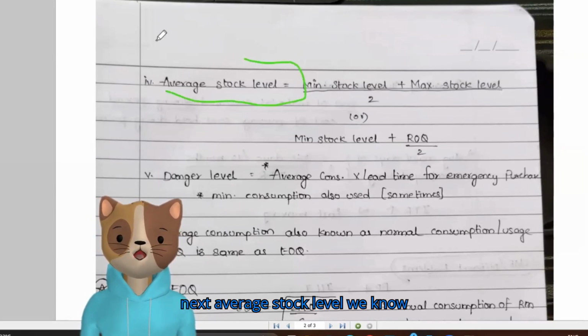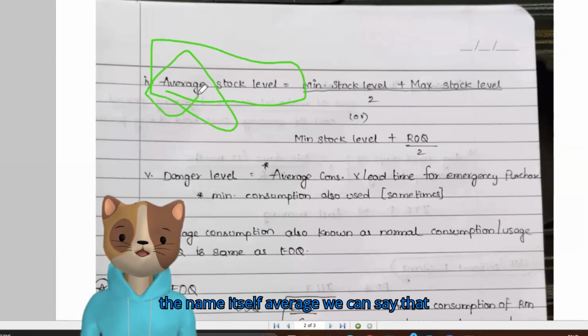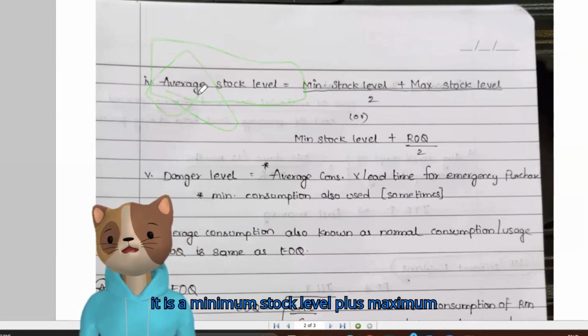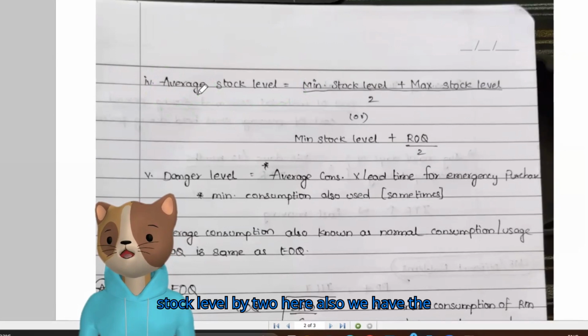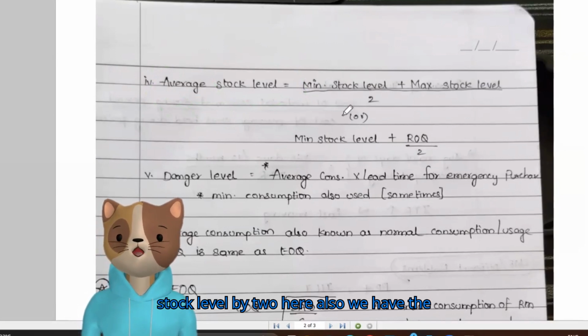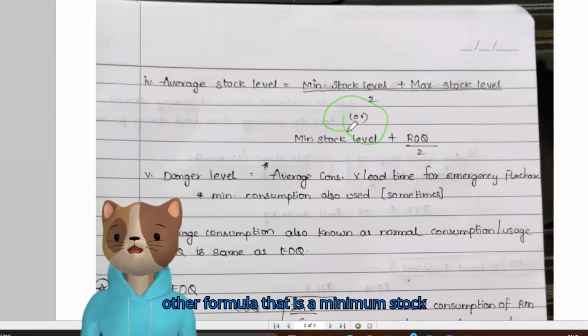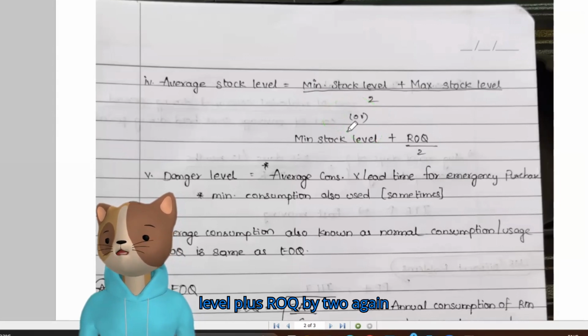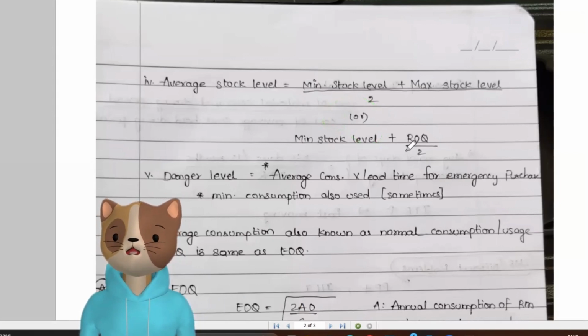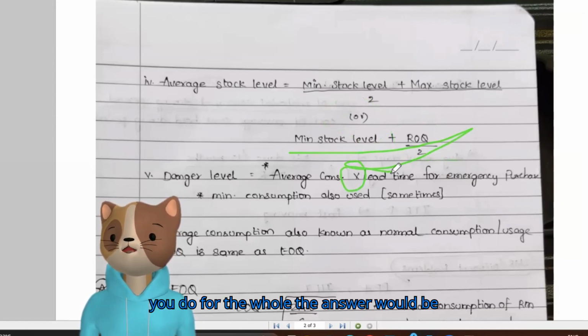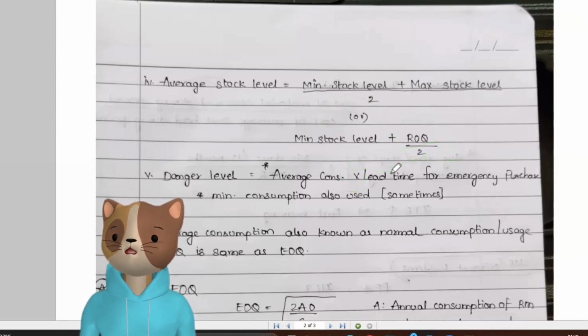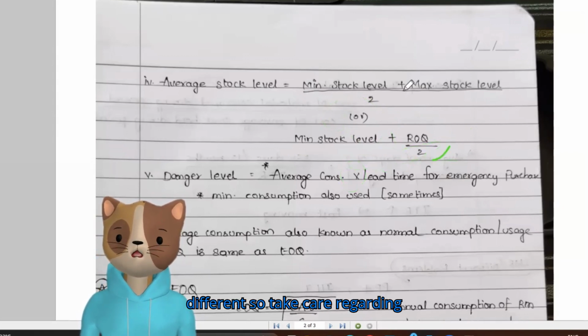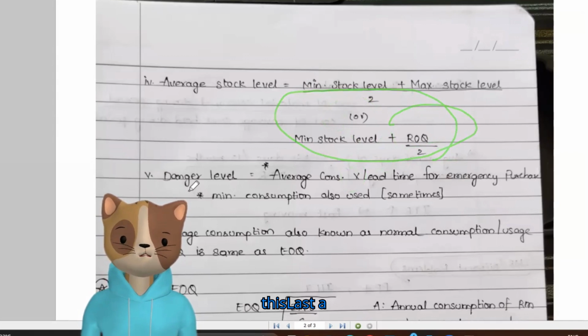Next, average stock level. We know from the name itself, average, that it is the minimum stock level plus maximum stock level by 2. Here we also have the other formula, that is the minimum stock level plus ROQ by 2. Again, here the by 2 is only for ROQ, not for the whole. If you do it for the whole, the answer would be different. So take care regarding this.